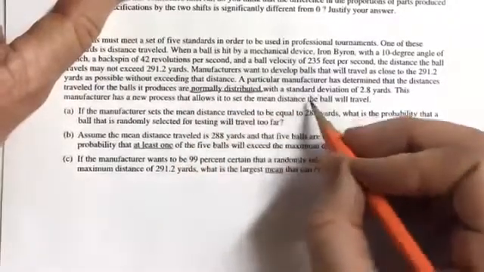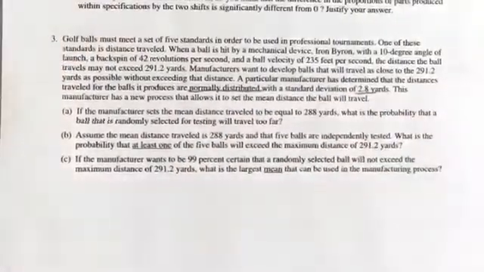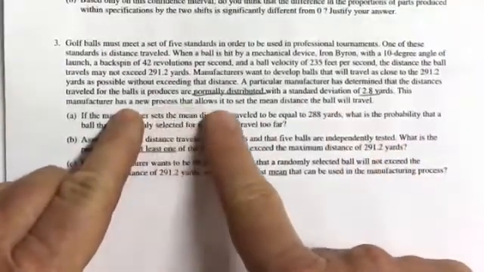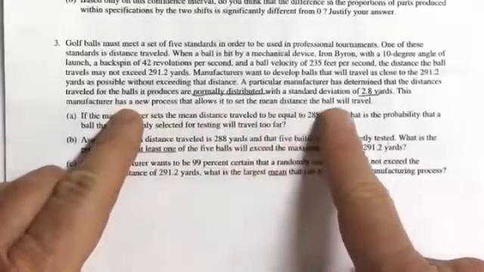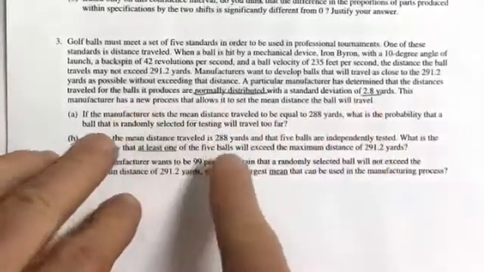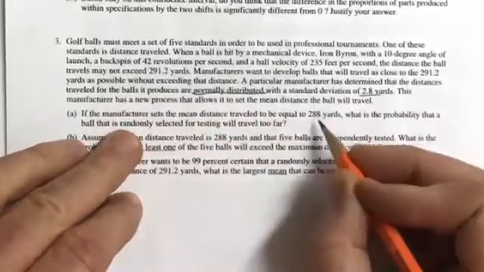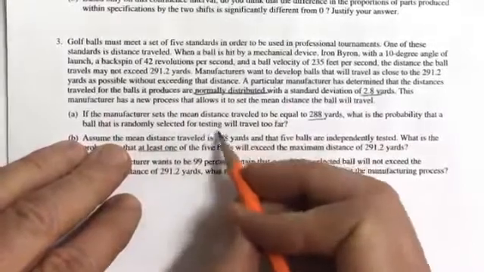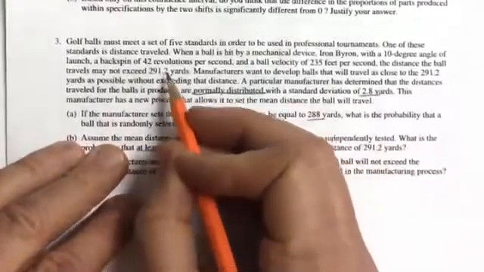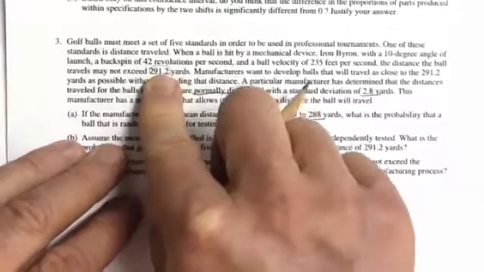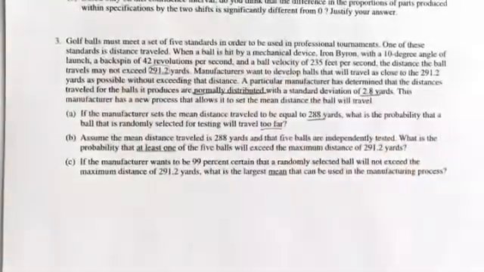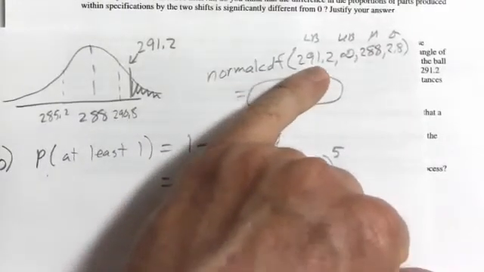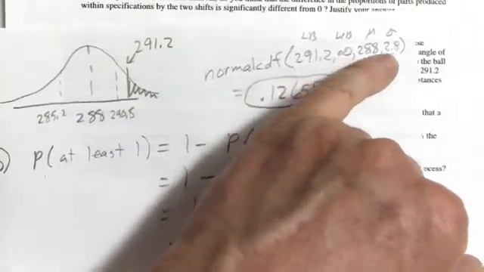Okay, that's a big deal to us. With a standard deviation of 2.8, but they're not telling us the mean. That's weird. Okay. This manufacturer has a new process that allows it to set the mean distance the ball will travel. If the manufacturer sets the mean distance equal to 288, what is the probability that a randomly selected ball for testing will travel too far? In other words, greater than 291.2. And so we'll say that's just normal CDF from 291.2 to infinity with that mean and that standard deviation.